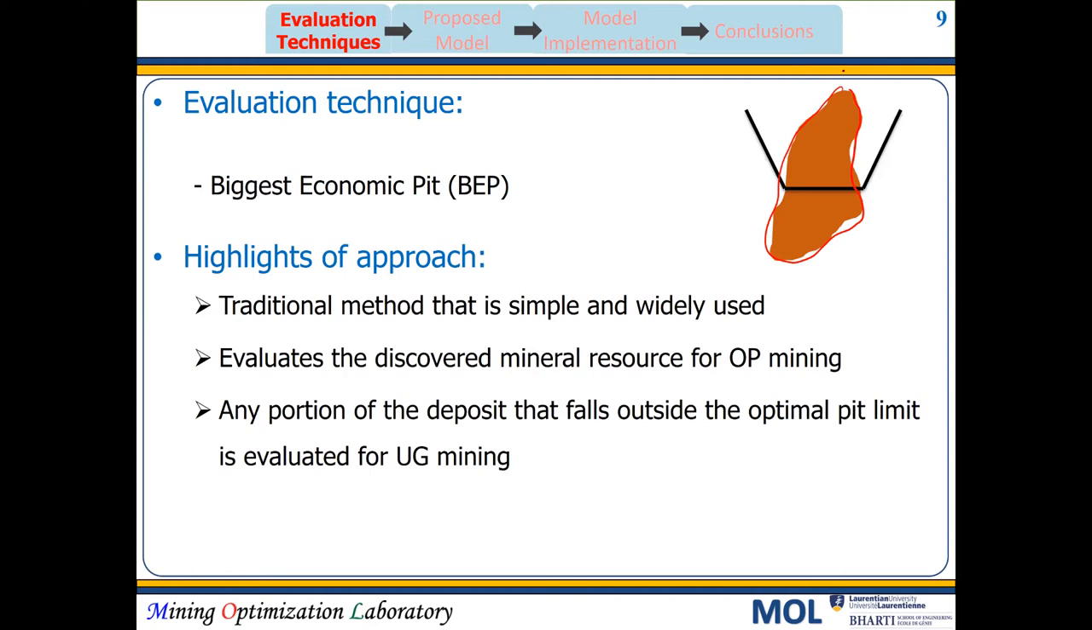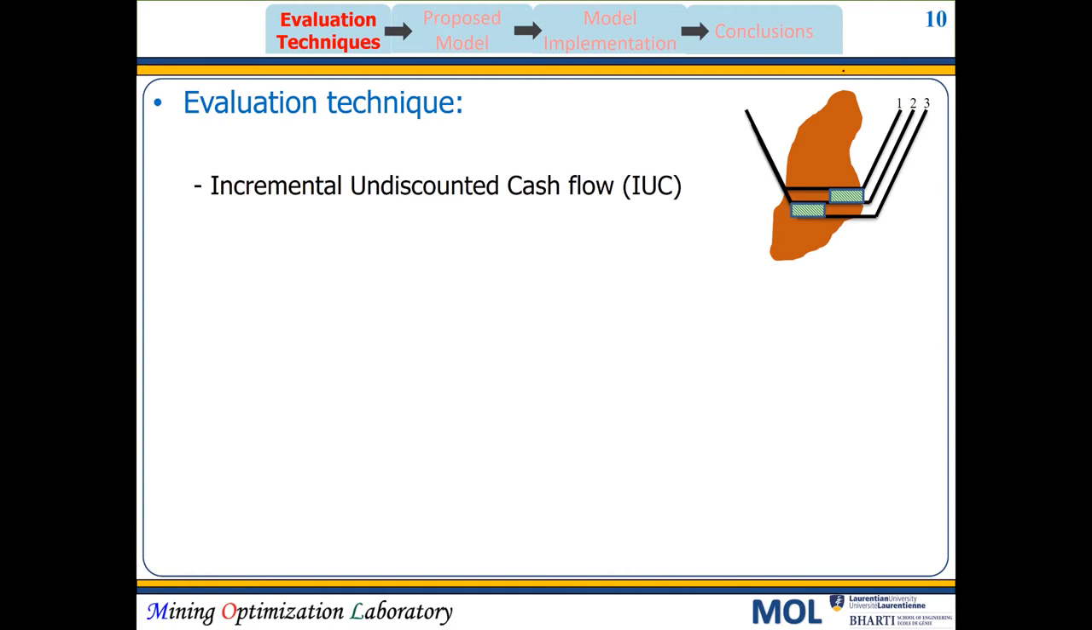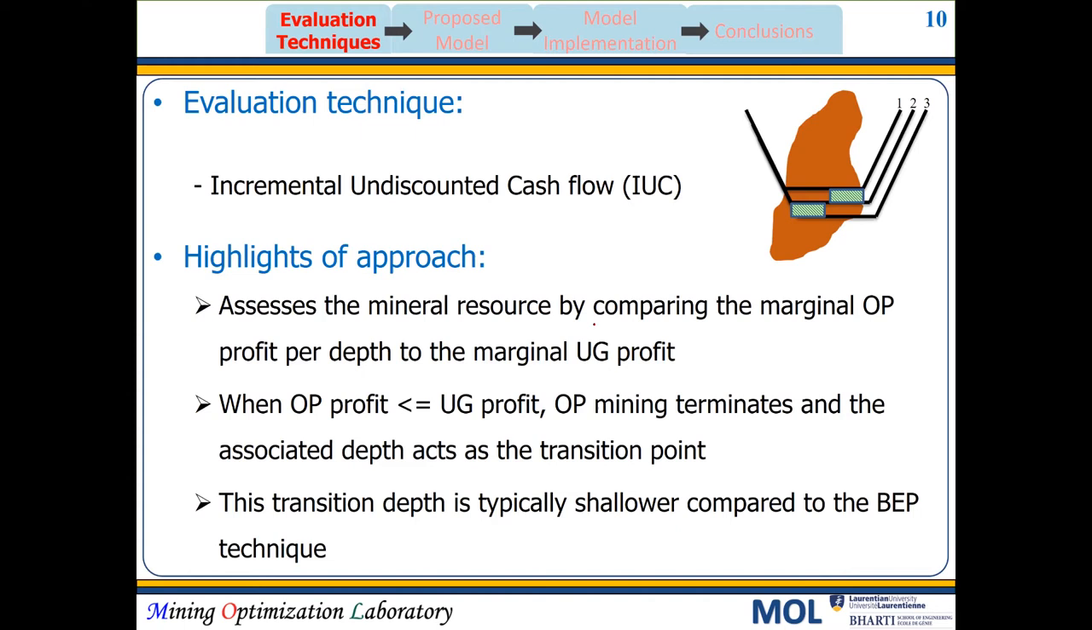Then we have the incremental undiscounted cash flow approach. Now with this approach, the idea here is to assess the mineral resource by comparing the marginal open pit profit per depth. So you look at how much profit you make anytime you increase the depth of the open pit operation. So if you look at the first pit I have here, pit one, right?